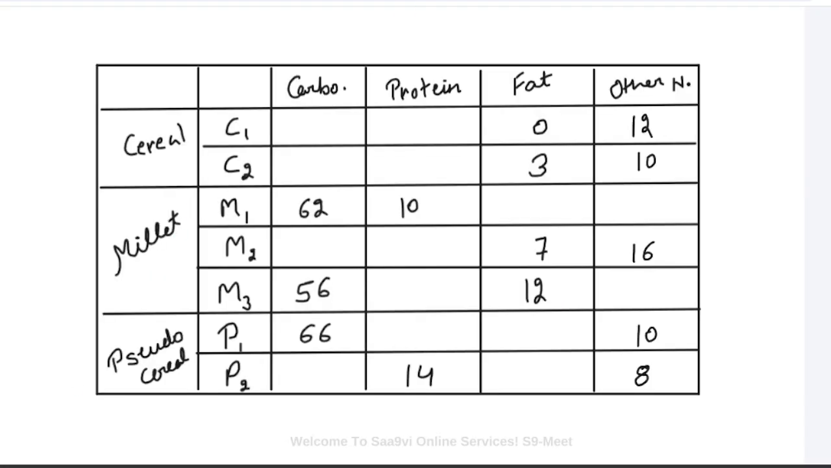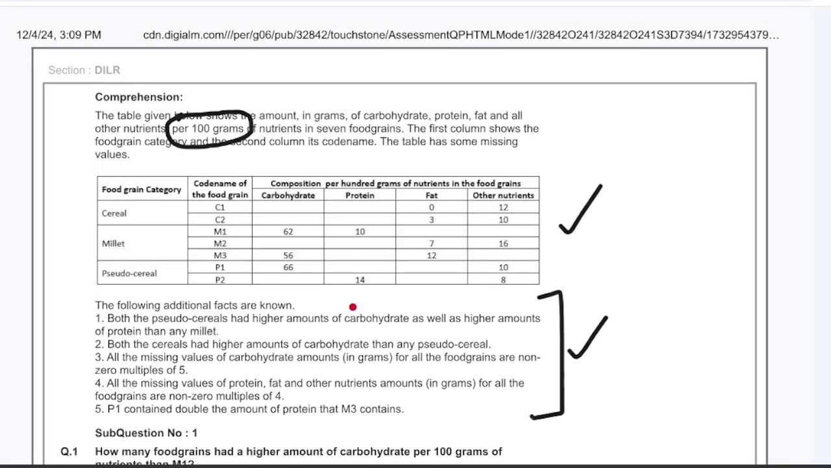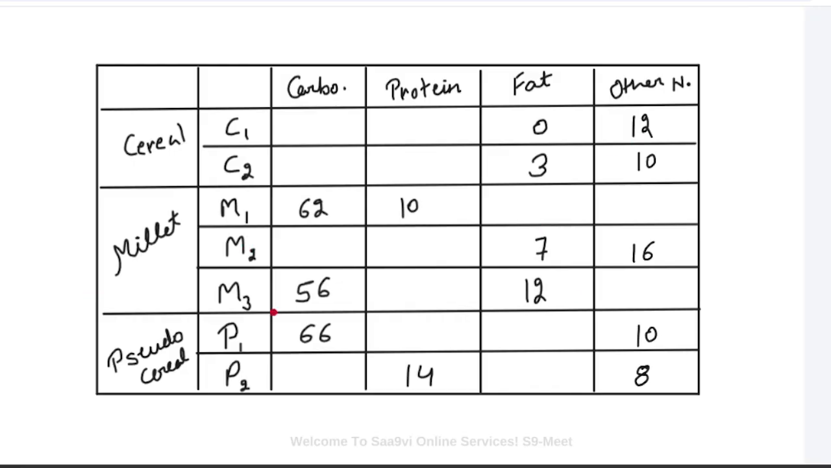So this is the table that has been given to us. Now we will just add all the information they are giving to us. It says both the pseudo cereals had higher amounts of carbohydrate as well as higher amounts of protein than any millet. That means the carbohydrate and protein are going to be higher in pseudo cereals than in millet. That means this value has to be greater than any millet.